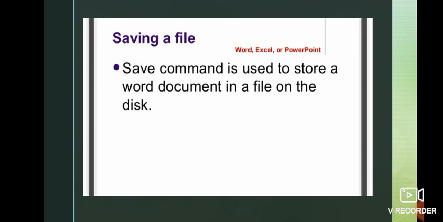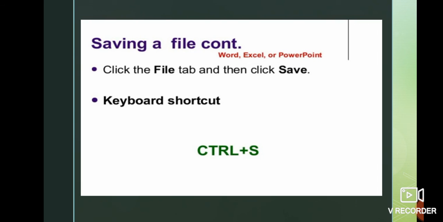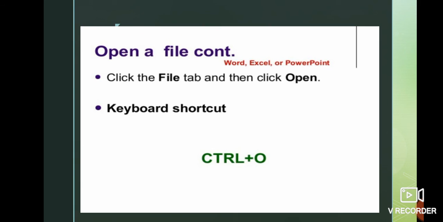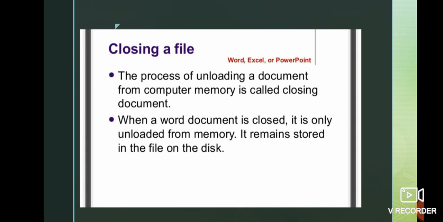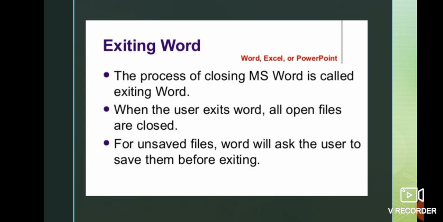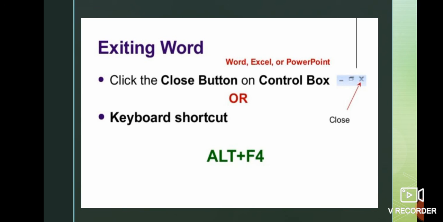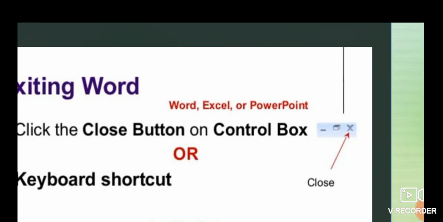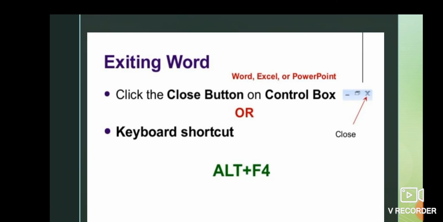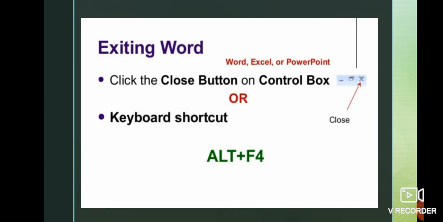And then you save your file by either choosing File, Save, or another method, Control plus S. And then how to open your file, we discussed, either File, Open, or you press Control plus O. And then how to close the particular file alone, either you choose File, Close, or you press Control plus F4. And then finally how to exit from Word, you either choose the close button or press Alt plus F4. So these are the things we have discussed today. This is the basic introduction to MS Word.